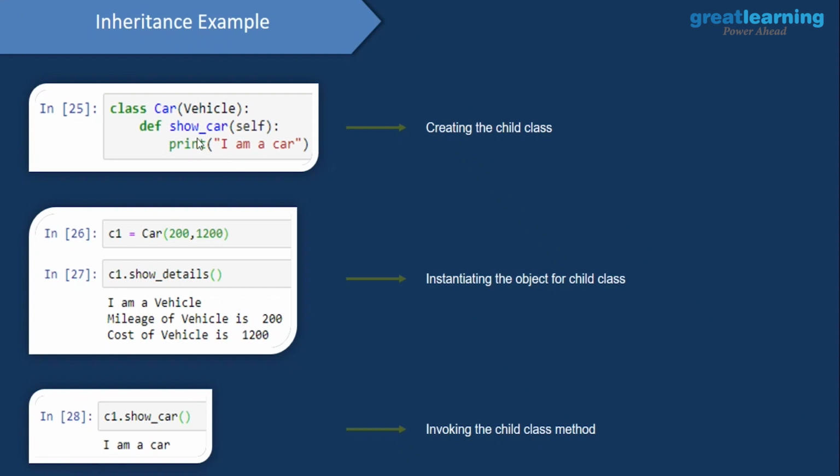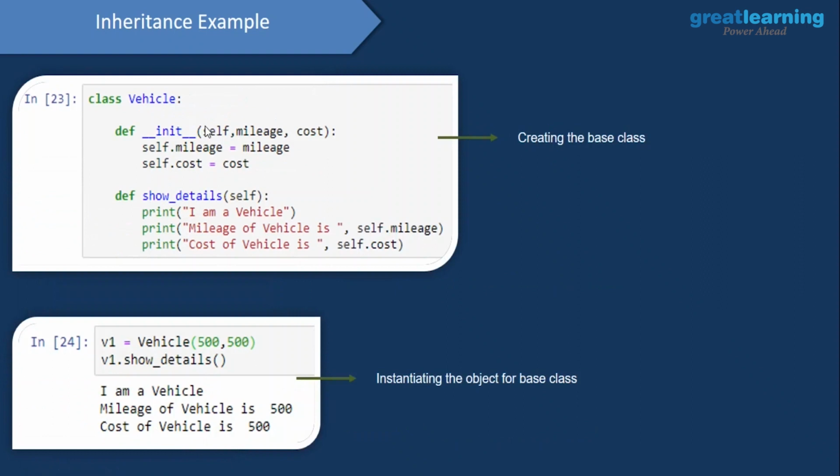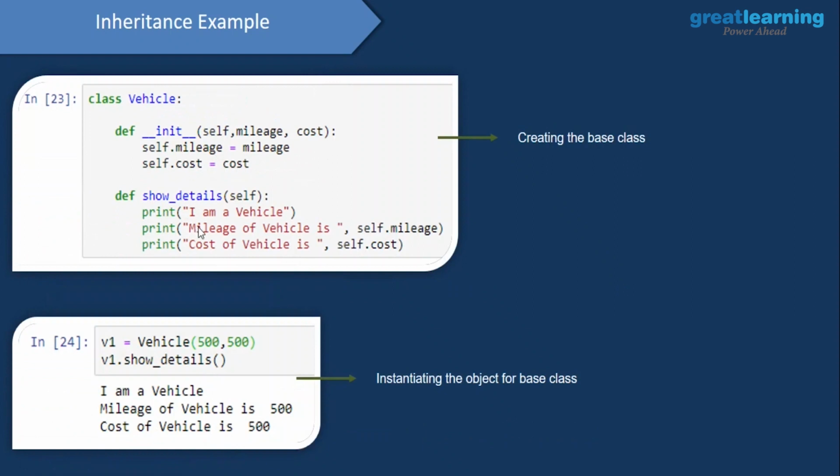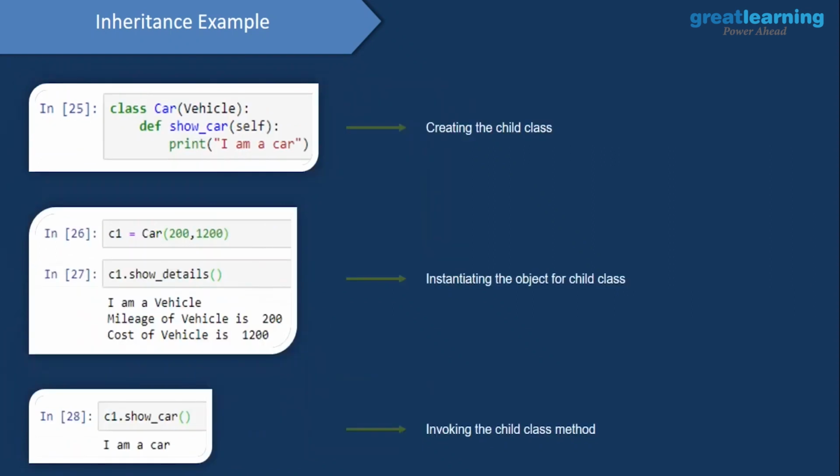Now, once I create this child class, I will create an object of it, which is C1. Here, even though I don't have a constructor inside this child class, I'm passing in some values. This is because this car class is inheriting the vehicle class, so it will automatically have these two methods inside it. So this car class will have the init method and also the show details method. So this car class will have three methods in total, which are the constructor from the parent class, then the show details method from the parent class, and also this show car method, which is explicit for this car class.